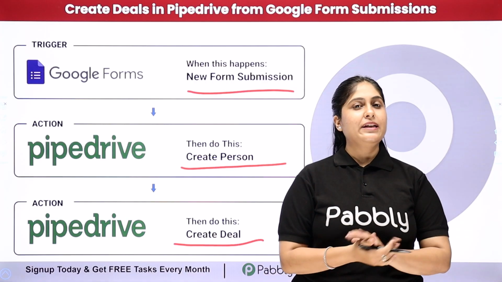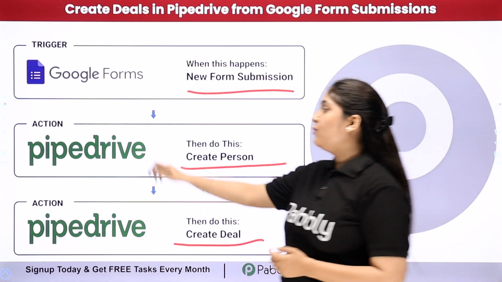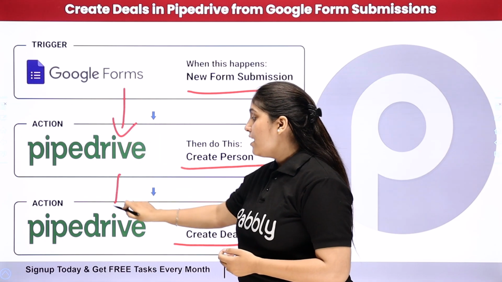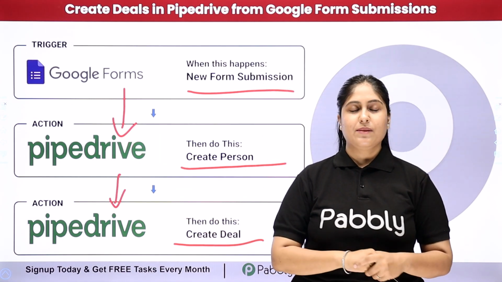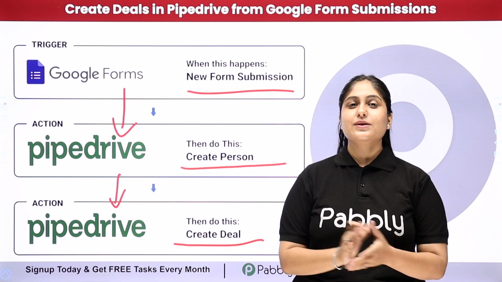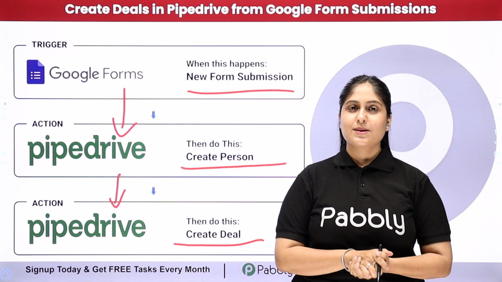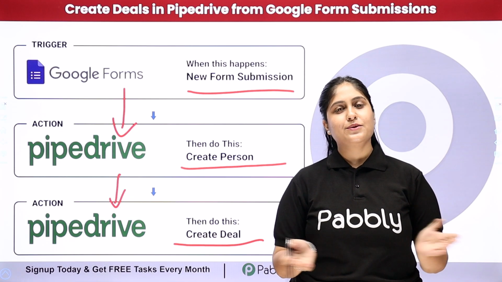So now here to automate the entire process, I need to connect my Google Forms with my Pipedrive twice using an automation software named Pabbly Connect. So now here to see the working of this automation and to learn this process step by step, let me take you to my screen.